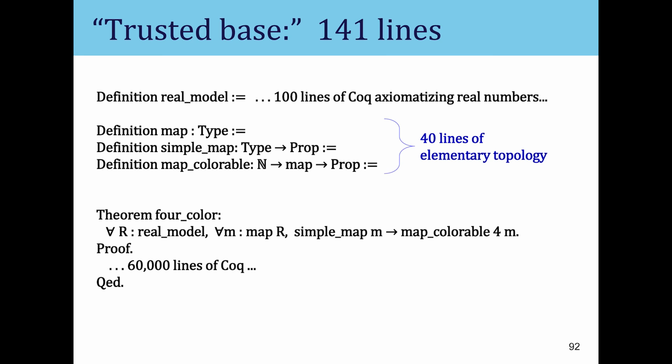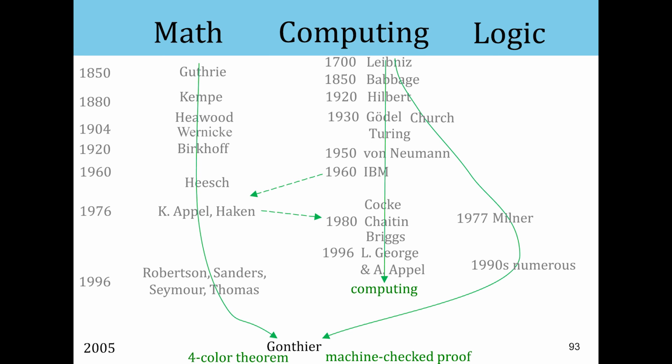And then he states the theorem for any real model and any M that's a map in that real model. And if M is a simple map, then it's colorable with 4 colors. And then the proof is 60,000 lines of Coq, which can't have a mistake in it because every line of it is checked by the proof assistant, as I showed earlier in the slide. So that's a very nice synthesis of program verification with the four-color theorem.